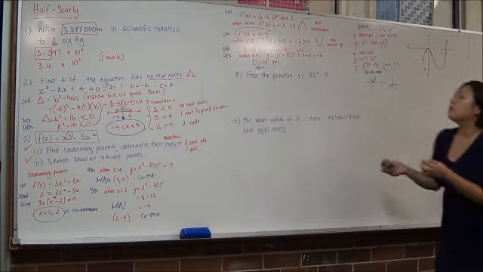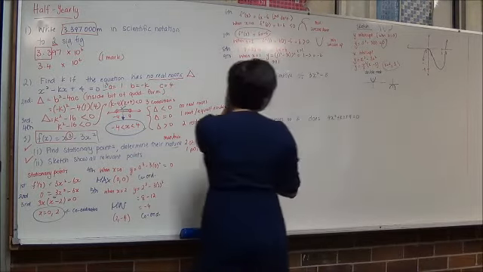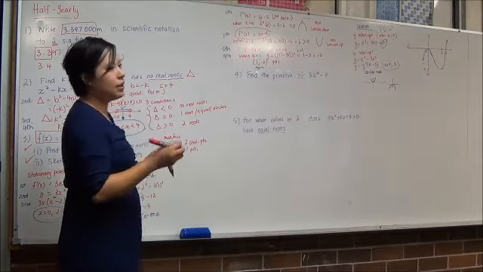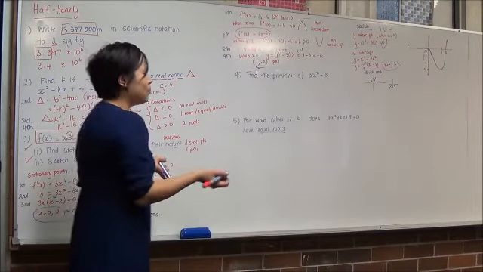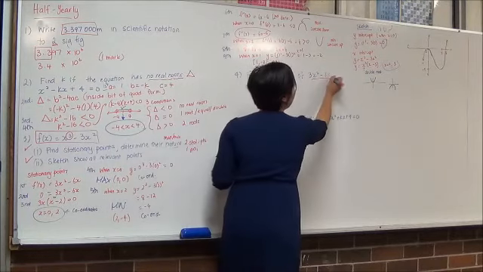Alright, and now question 4 is to find the primitive. So this one you can do easily. What's this? Primitive is the opposite of derivative.